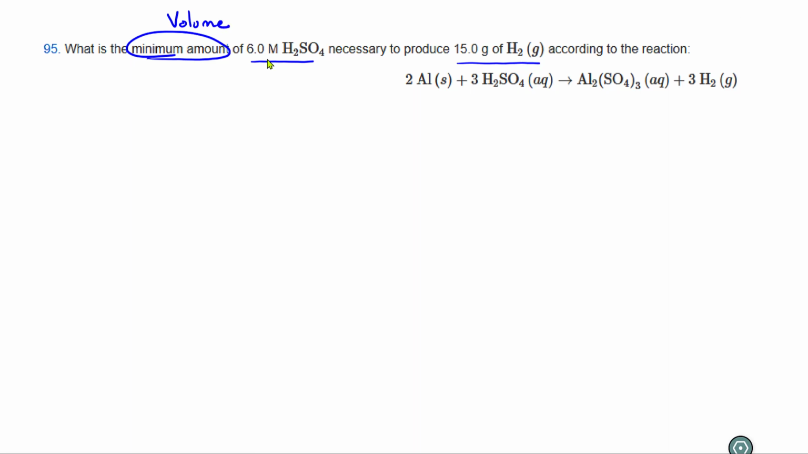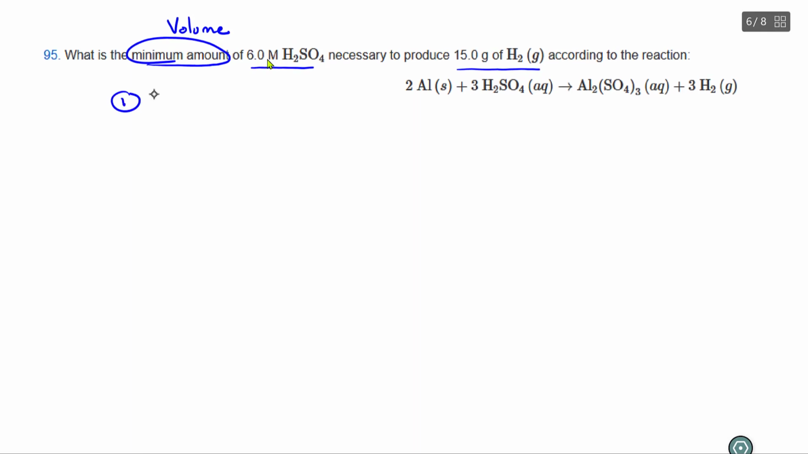The other thing is, what do you have in this question? This is the first thing you ask: how do I calculate moles? Or what can I calculate moles of?